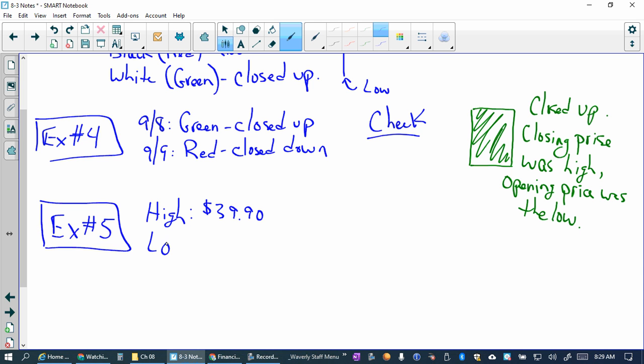And what would you say the low for the week was? $37.75 maybe? So 37.75. So the difference between the high and low, you should subtract them, right? That's easy enough. So just do 39.90 minus 37.75. And I believe you get $2.15.